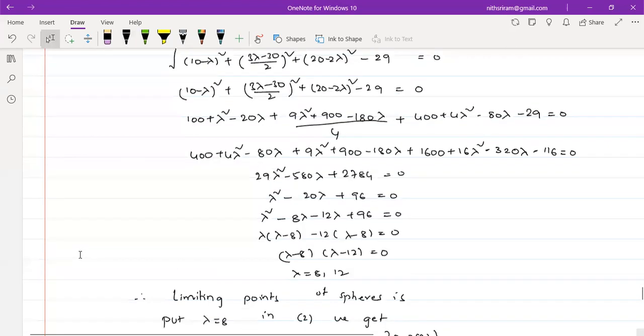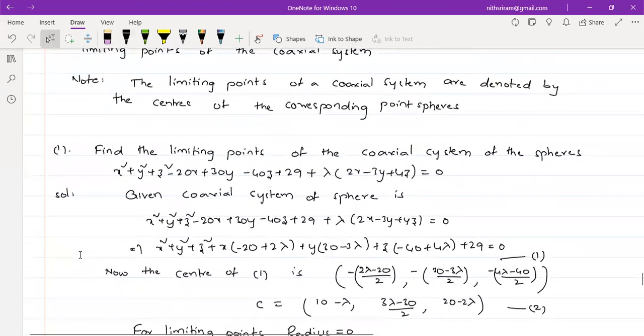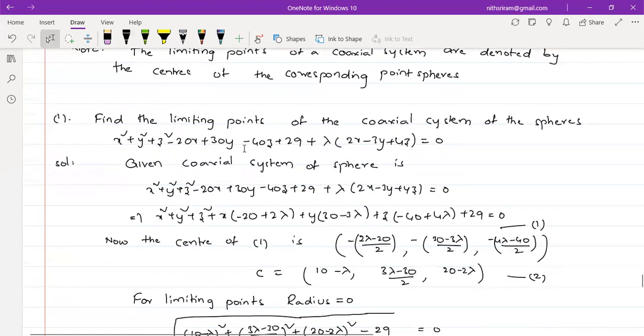So once again coming to the problem, here we have been given a coaxial system of spheres. A coaxial system is nothing but a sphere equation together with a plane equation. So I have written the given coaxial system. After writing it, next we have to modify the given equations like x square plus y square plus z square plus, writing the x terms in one place, similarly y terms at one place and z terms at one place, and finally the constant.